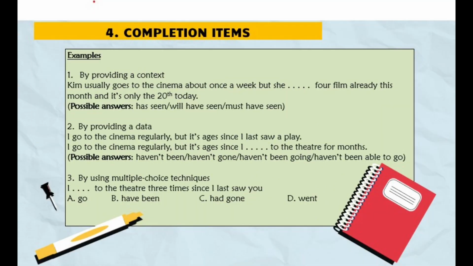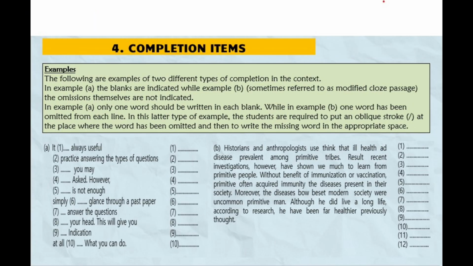Or we can also evaluate the students' testing of grammar and usage by using these completion items by providing a context, or by providing data, or by using multiple choice techniques. And we can see here also some examples of them. Next, we can also see the following examples of two different types of completion in context. In example A, the blanks are indicated, while in example B, sometimes referred to as modified cloze passage, the omissions themselves are not indicated. In example A, only one word should be written in each blank, while in example B, one word has been omitted from each line.